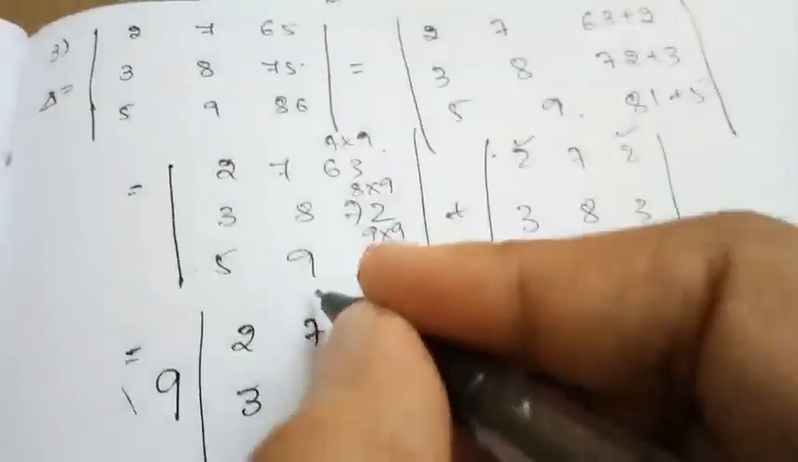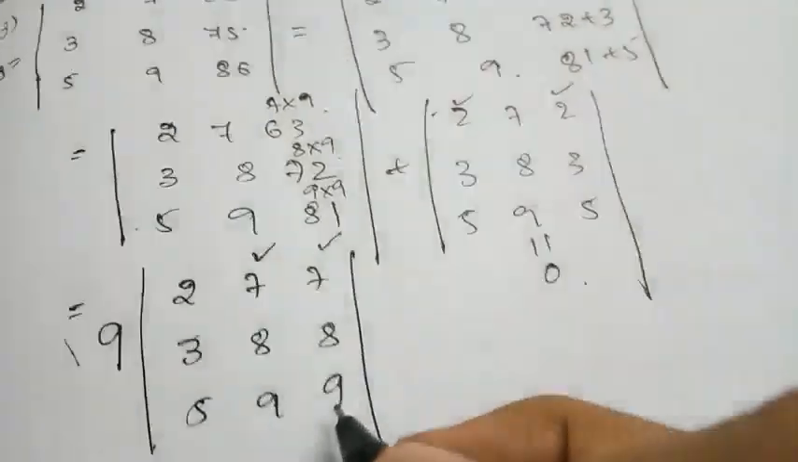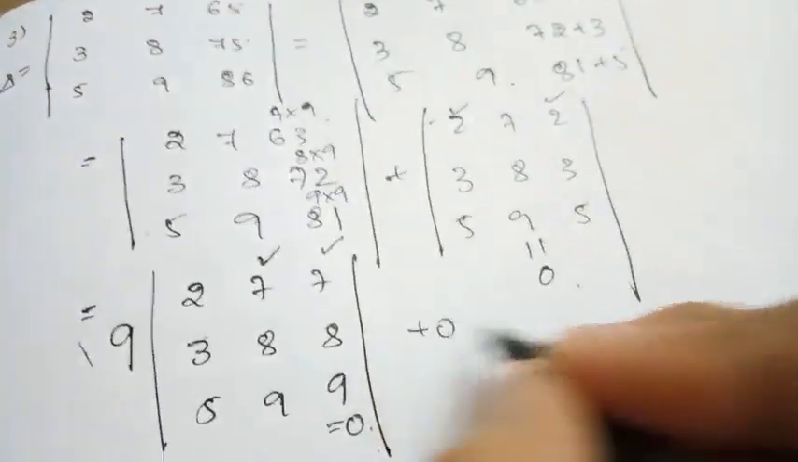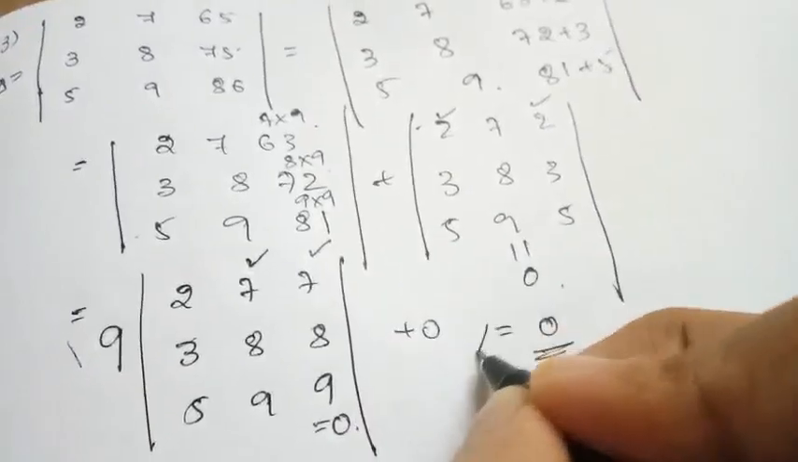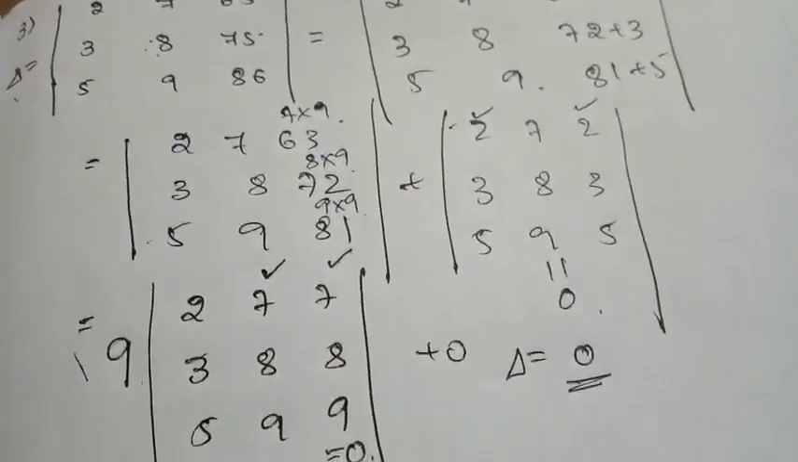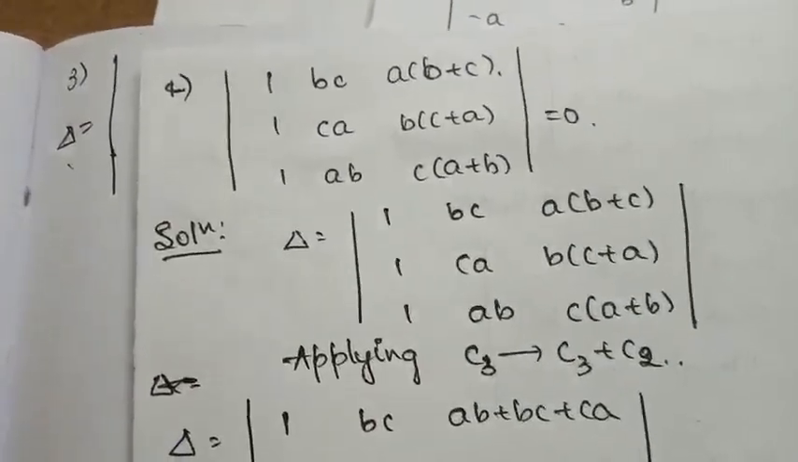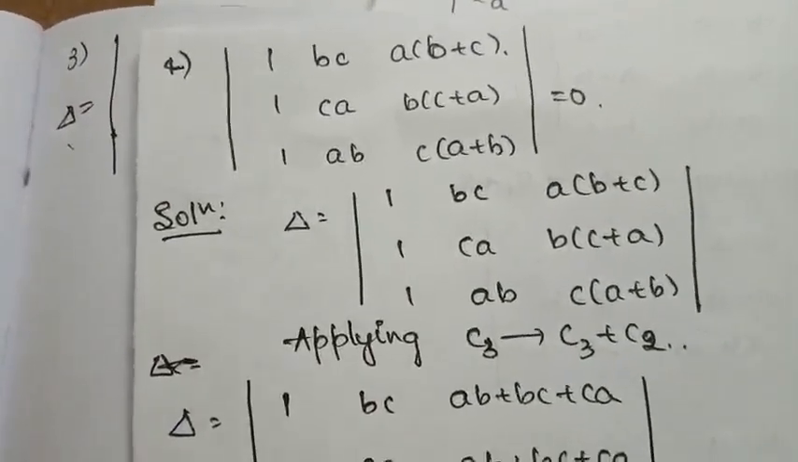Now again you can see column 2 and column 3 are identical, so the value of this determinant is also equal to 0. So the value of the determinant delta, which I call this one, is equal to 0. Therefore we have proved the third one also. So the fourth question, what you can see is this one. I need to make the value of this one equal to 0. Again I should think whether I can make proportionality or identical.